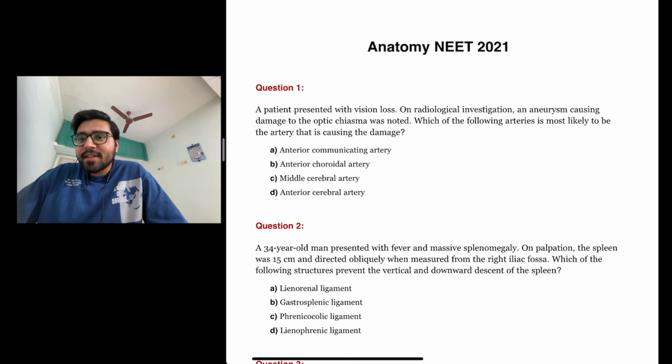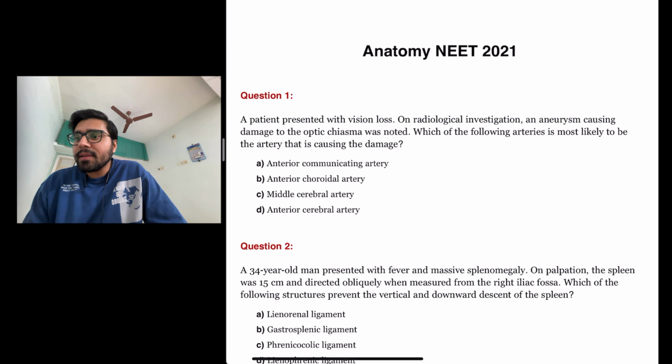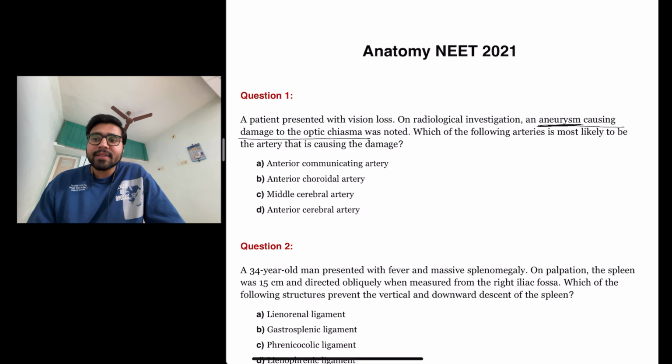So the first question is: a patient presented with vision loss, and on radiological investigation an aneurysm causing damage to the optic chiasma was noted. Which of the following arteries is most likely to be the artery that is causing the damage? See here, an aneurysm is causing damage to the optic chiasma, and which of the following arteries is most likely to be causing the damage?